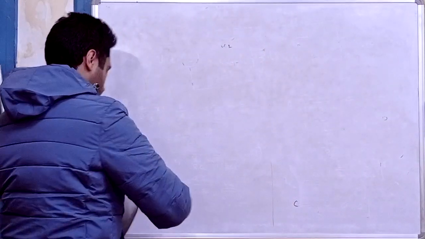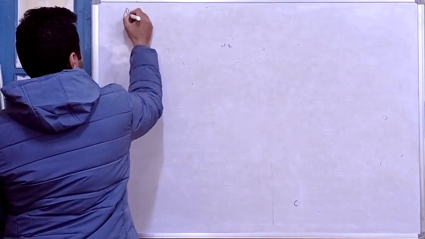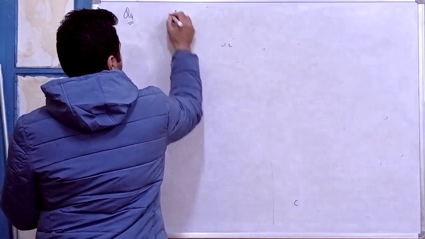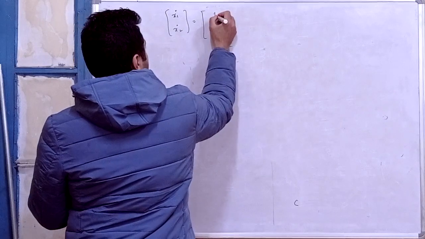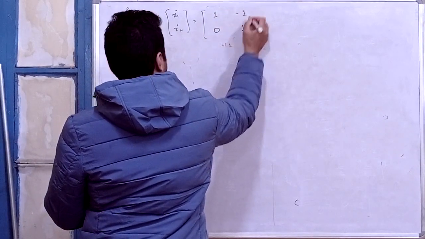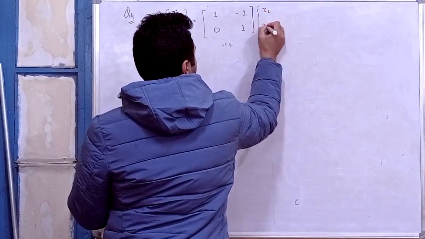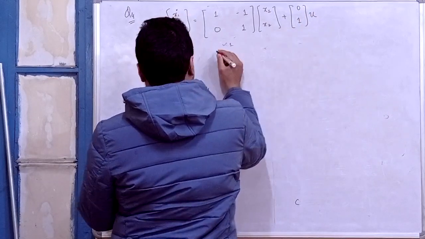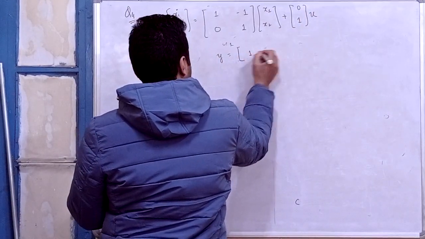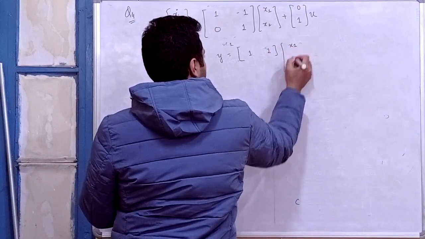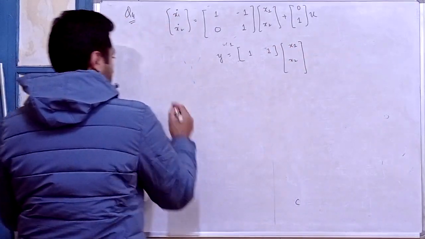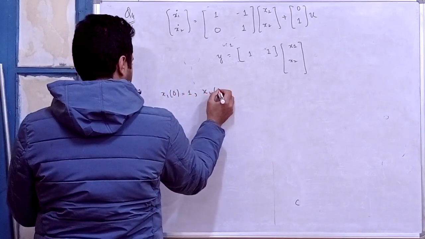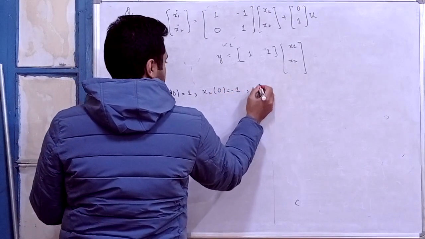OK, moving on to question number 4. You have given this. And y is also given. And one more information is given. Also, u of 0 is given.